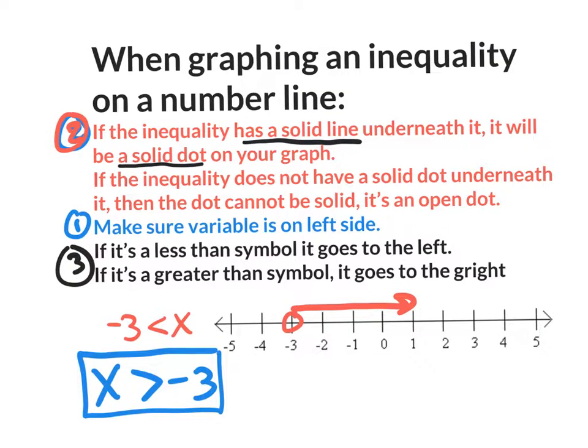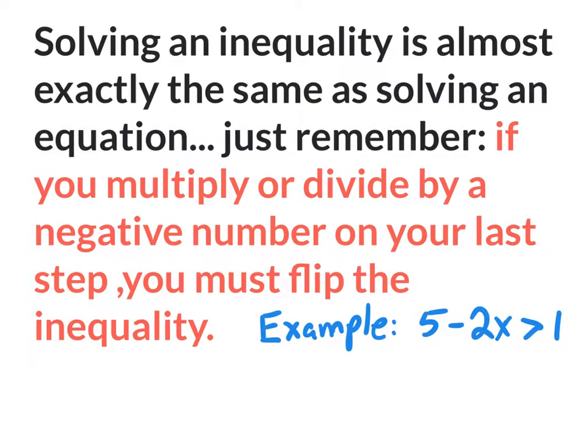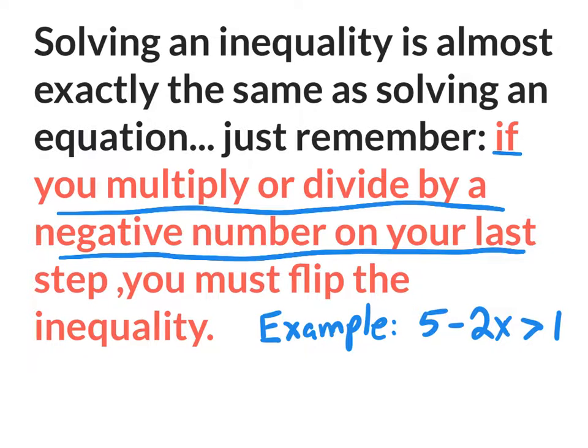Could we move on? All right. Solving an inequality is almost exactly like solving an equation. It's done almost the same, right? Just remember, if you multiply or divide by a negative on your last step, you must flip the inequality symbol. Okay, so again, don't write all this down, unless you have no idea what's going on, then yeah, write it down. But all you need to know is that it's just like solving an equation, but the only difference is that if you multiply or divide by a negative number on your last step, you must flip the inequality symbol.